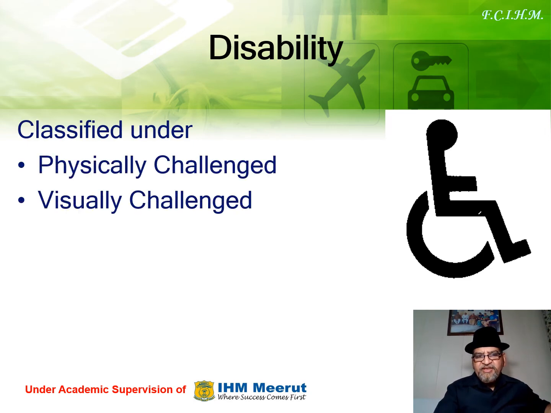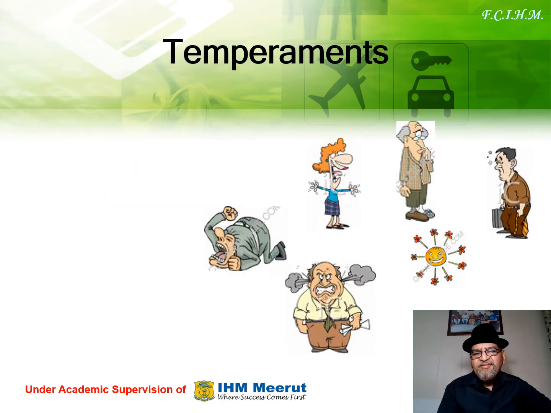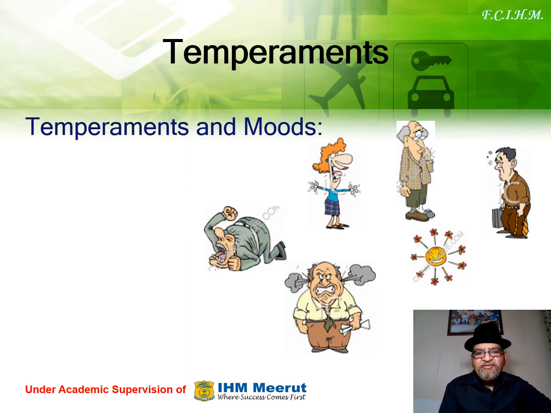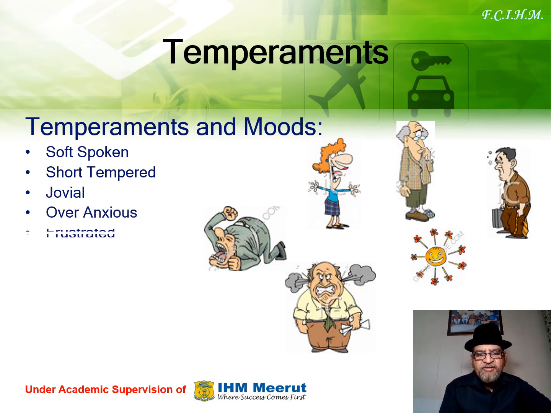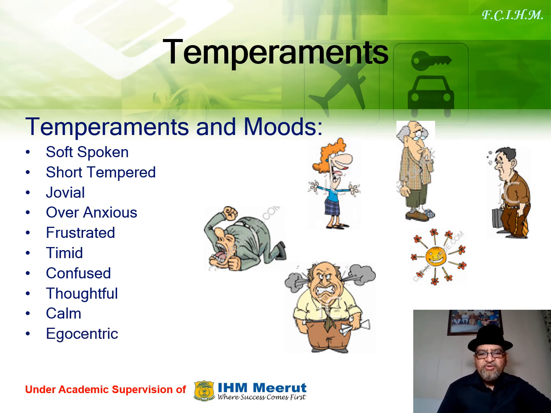Disability is classified under physically challenged, visually challenged, and restricted hearing. There can be many temperaments of the guests. We have to understand the temperament of the guest and then deal with him accordingly. The various temperaments and moods of the guest could be soft-spoken, short-tempered, jovial, over-anxious, frustrated, timid, confused, thoughtful, calm, or egocentric.